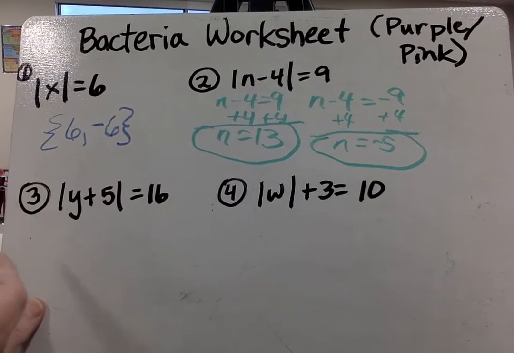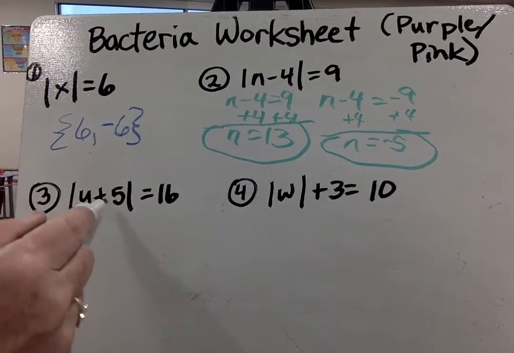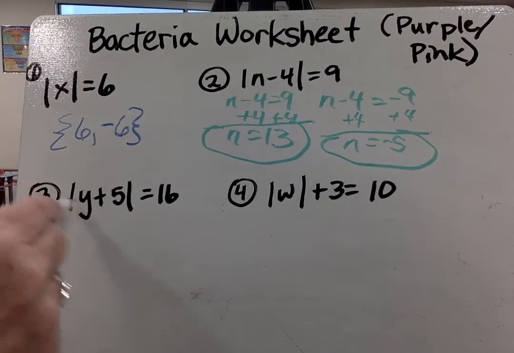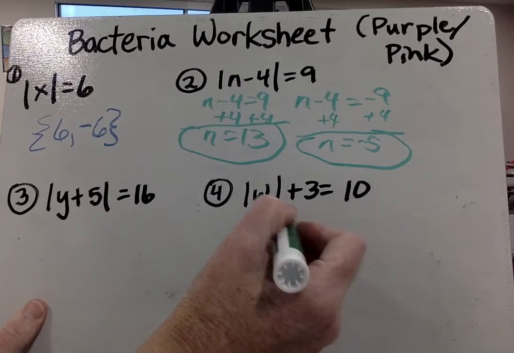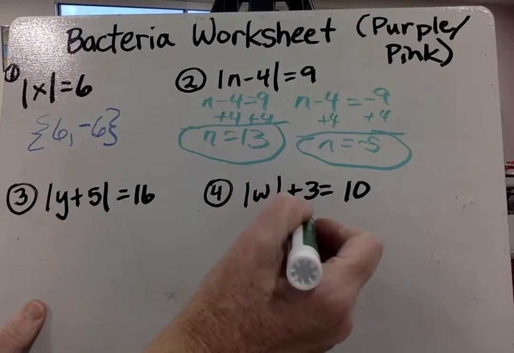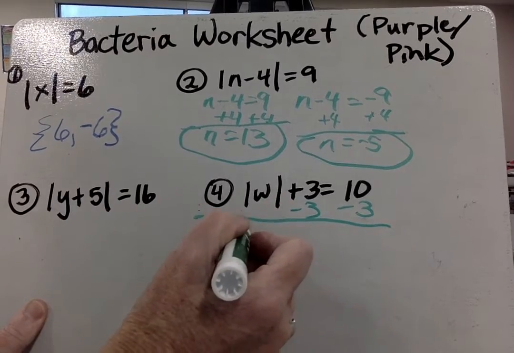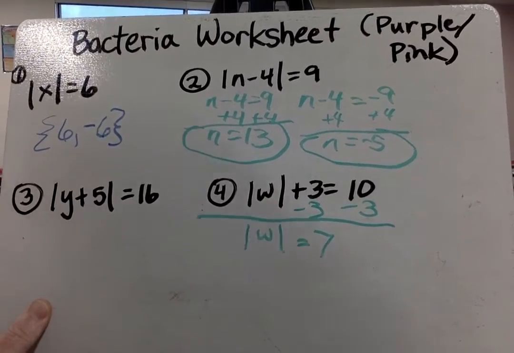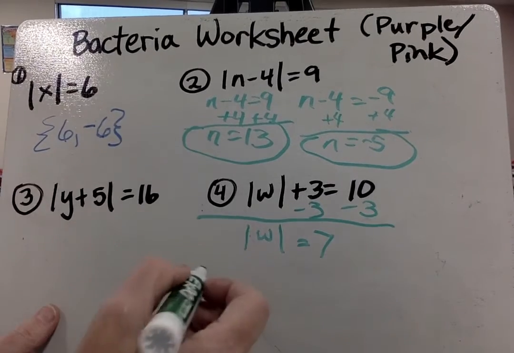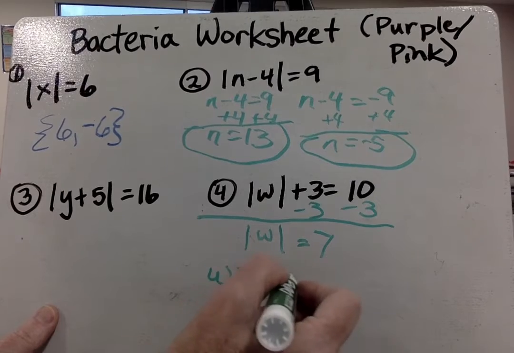3 is similar to 2. Just make sure when you write your two equations, you don't change the sign here. You change the sign over there. I'm going to go ahead and do number 4. You have to isolate the absolute value first before you do your two equations. Then I go ahead and make my two equations. W equals 7 or negative 7.